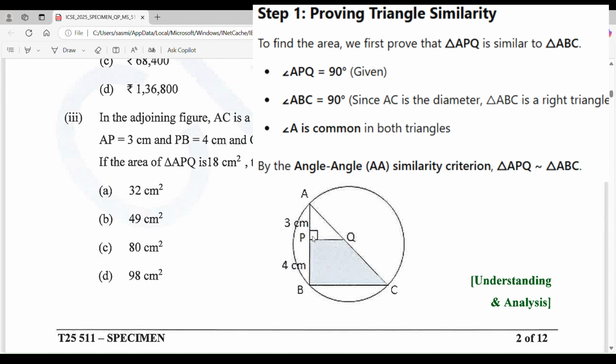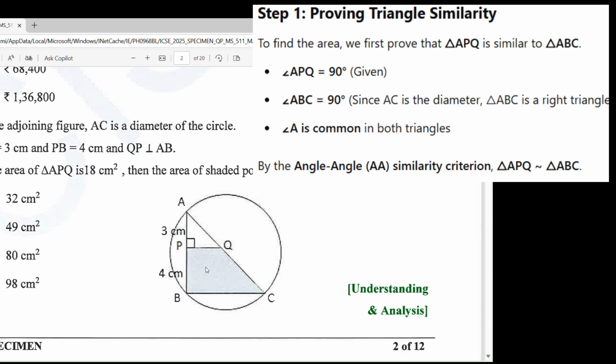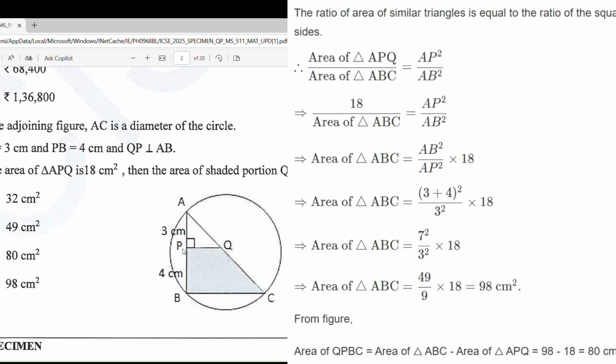Angle APQ is equal to 90 degrees. Given angle ABC is equal to 90 degrees. Since AC is the diameter, ABC is a right triangle. Angle A is common in both triangles. By the AA similarity criterion, triangle APQ is similar to triangle ABC. Step 2. Using area ratio. Since the triangles are similar, the ratio of their areas is equal to the square of the ratio of corresponding sides. Substituting the values and solving, we get the area of triangle ABC equal to 98 cm square.